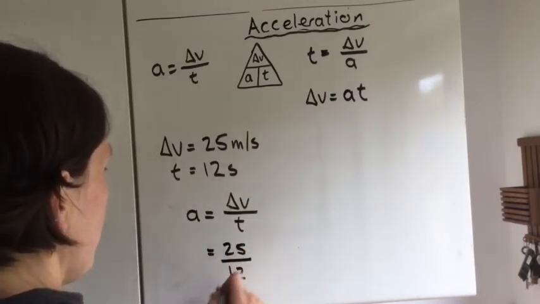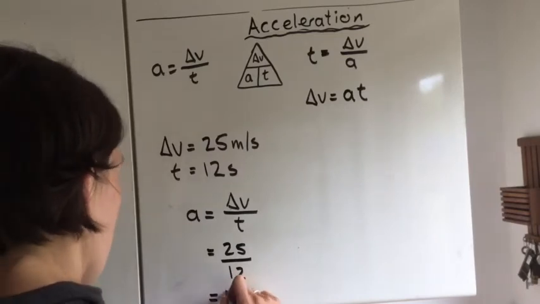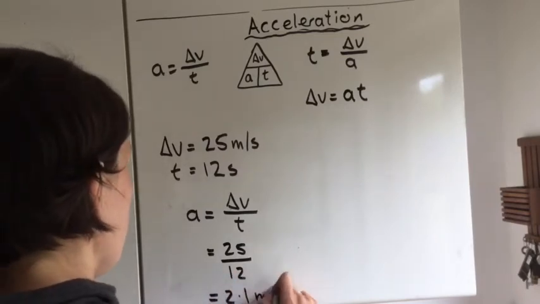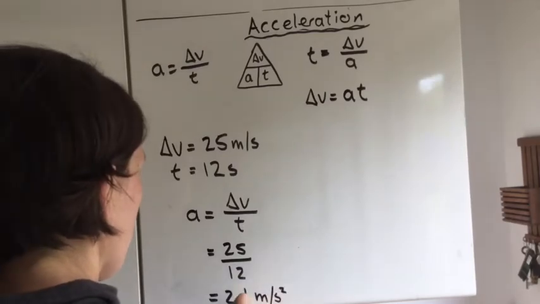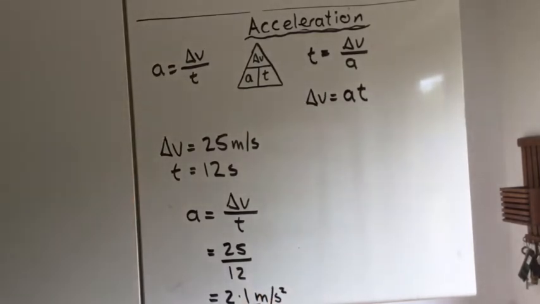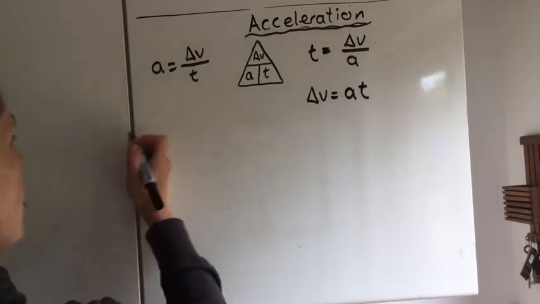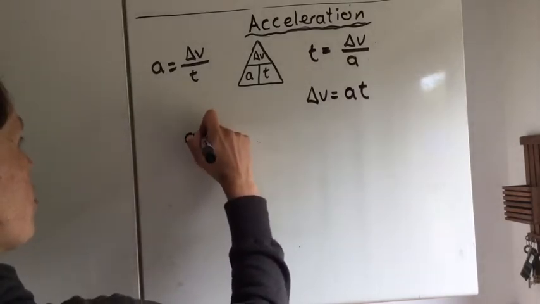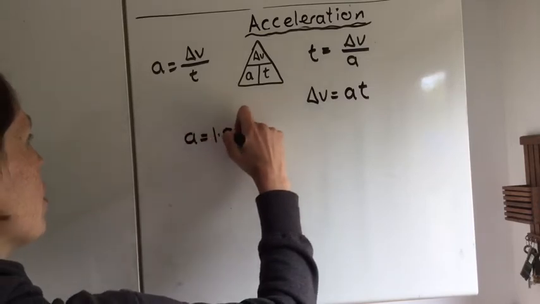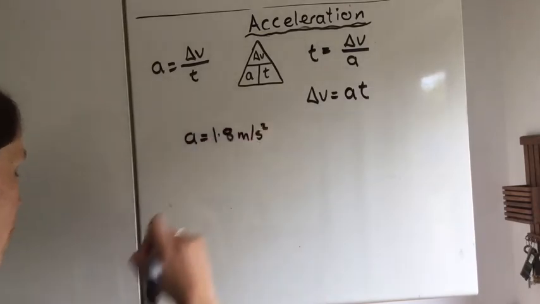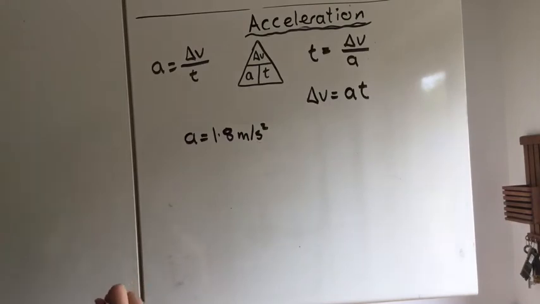25 divided by 12 is equal to 2.1 meters per second squared. Don't forget the squared. So the next one, we're going to look at what happens if you're being asked to work out time. So in this question, we have got some kind of vehicle which has got an acceleration of 1.8 meters per second squared. So we've been given the acceleration. So that means it's accelerating by 1.8 meters per second every second.